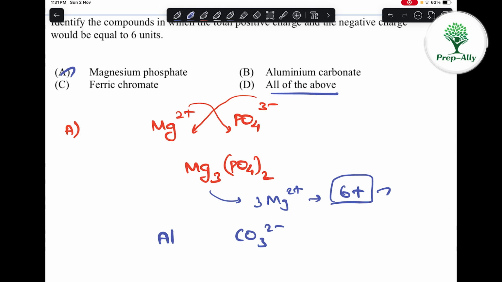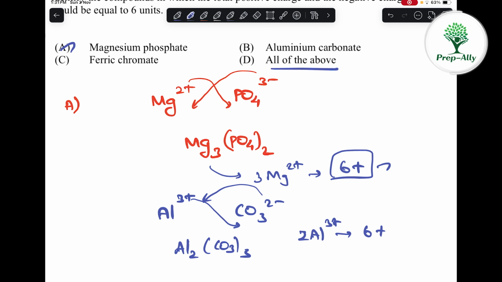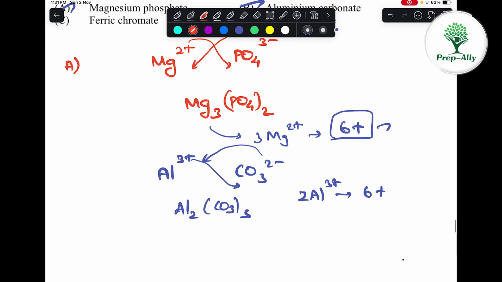Aluminum will have the charge of Al3+. Now what happens if this 2 comes here and this goes up? I'm getting Al2(CO3)3, which means I have 2 Al3+ ions, which is also going to be 6+ charges. So the answer is going to be D, because anyway you have found it, 2 options are right.